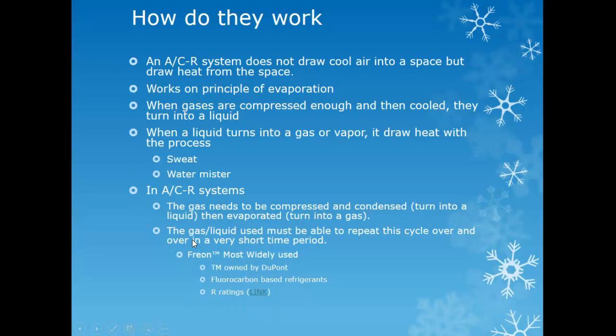So that's the very basics of how all that works. You go from liquid to gas, and in the meantime, you're also exchanging constantly and consistently the heat that is generated.